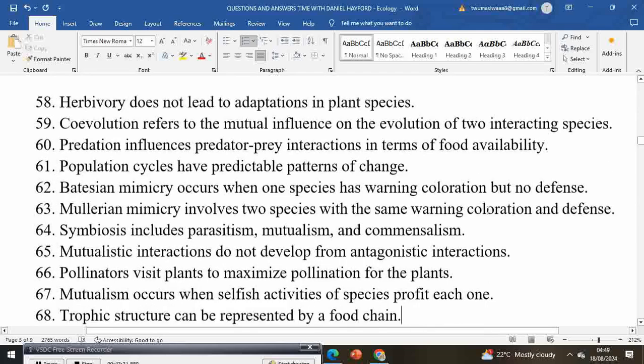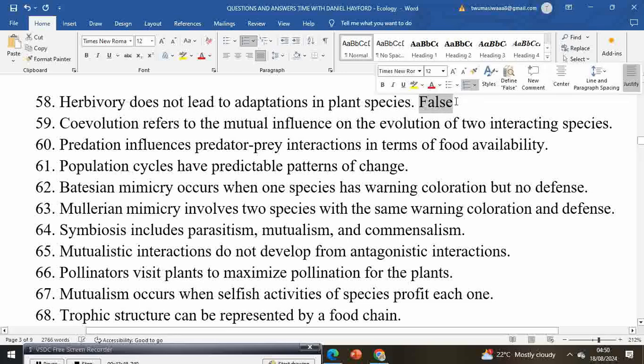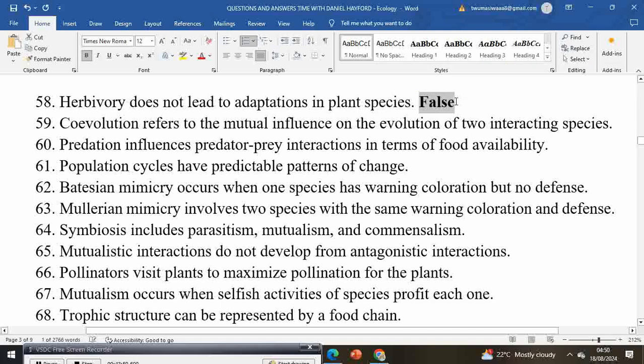Now, question number 58. Herbivory does not lead to adaptation in plant species. Is this one true or false? It is false. Instead, herbivory leads to adaptation in plant species.